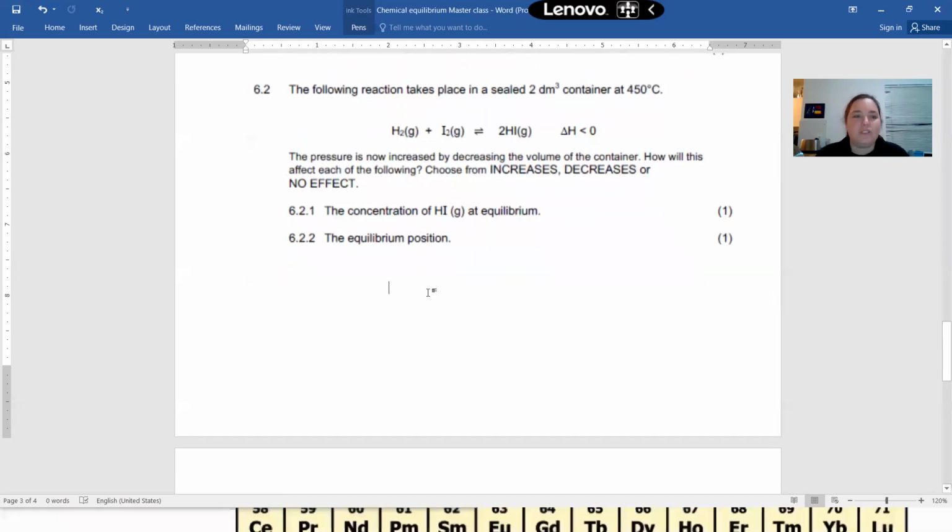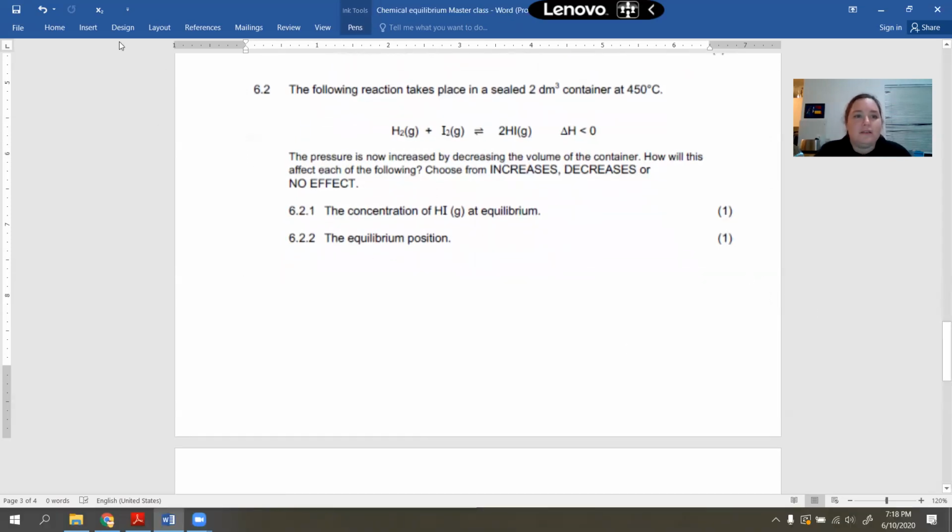All right. Question 6.2 says the following reaction takes place in a sealed 2 decimeter cubed container at 450 degrees. The pressure is now increased. Pressure increased, that's our disturbance, by decreasing the volume. So if we have a smaller volume, all of our particles, instead of being in that much space, are in that much space. Can you see how we've effectively increased the number of particles per unit volume? Instead of them being there, they're all squished together.